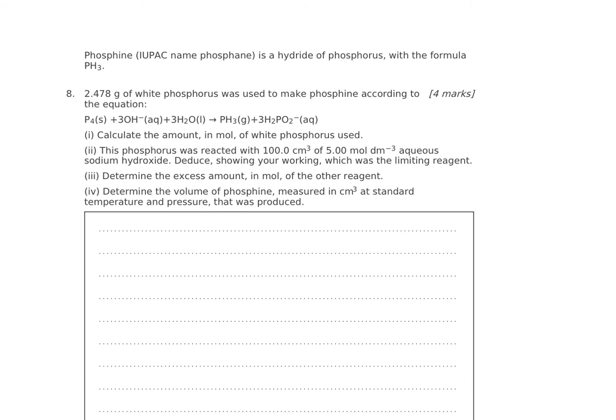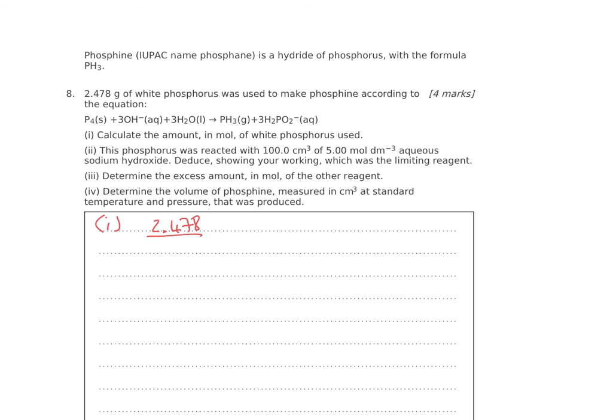So phosphine is a hydride of phosphorus with the formula PH3. So we've got 2.478 grams of white phosphorus. Calculate the amount of moles of white phosphorus. Okay, most of you are pretty good at identifying which question you were talking about. So it's going to be mass over MR. It's going to be 2.478 divided by your MR.